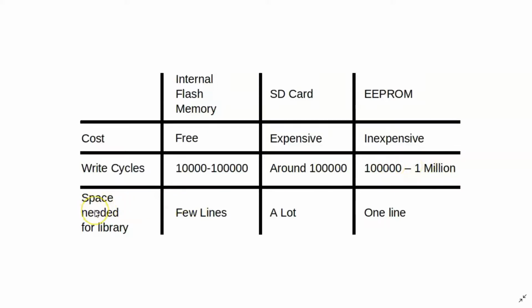Space needed means, in the microcontroller, we need some space to keep the library for the thing. For internal flash memory, only a few lines. For the SD card, we need a lot of space. So, it's not good. For EEPROM, we can use one line to read, one line to write. So, in my opinion, at least, EEPROM is the best one.